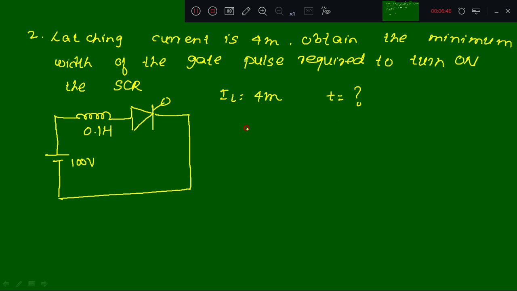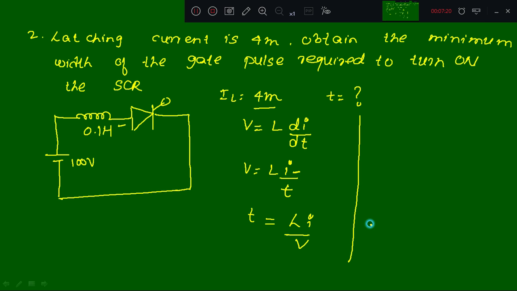Here they have given only the inductor. So to calculate the T, the voltage across the inductor is given as L di by dt, which is V equals L I by T. When the SCR is on, this I becomes the latching current. I am supposed to calculate T. So T becomes L into I divided by V.